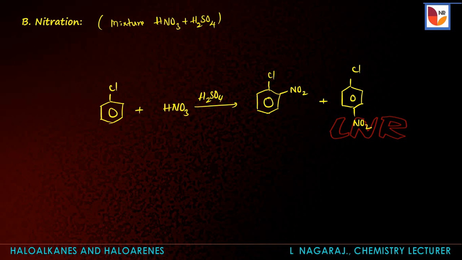That is, when chlorobenzene reacts with the nitrating mixture, that is concentrated nitric acid and concentrated sulfuric acid, it gives a mixture of ortho and para chloronitrobenzene.